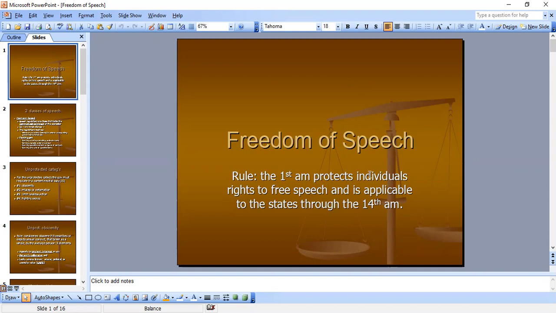The First Amendment protects individuals' rights to free speech and is applicable to the states through the 14th Amendment. So remember, if you're working with the states essay, you do have to write this entire rule. I see this rule on every single essay that I read, or their model answers, or in our practice essay books, all of that. So we'll use this rule for freedom of speech.